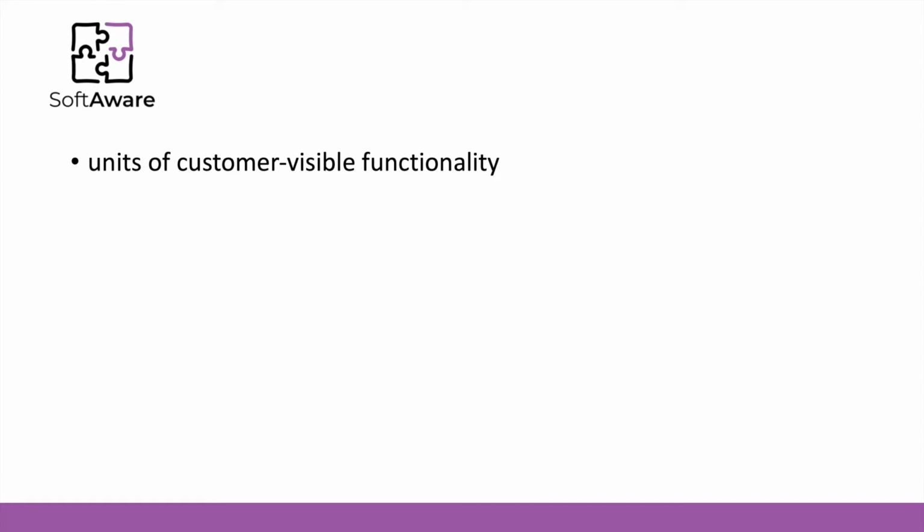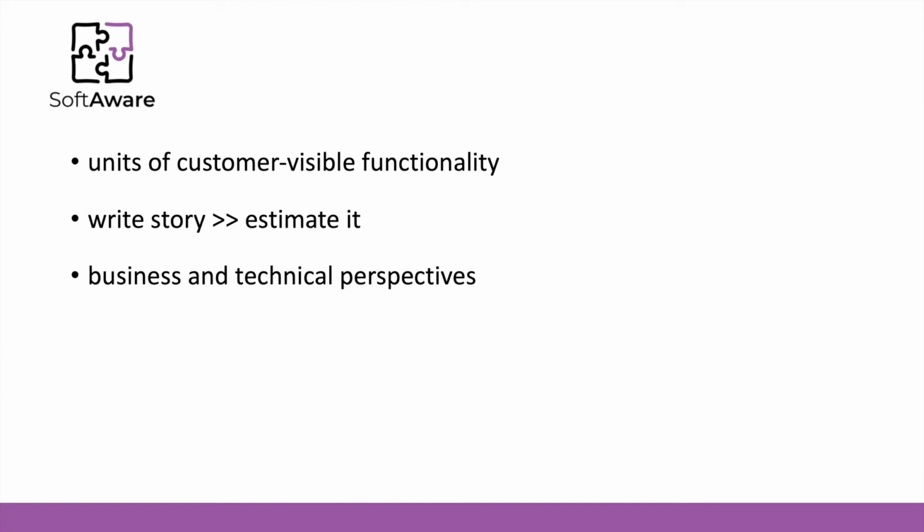So, the customer will try the software product and will be able to see something that actually works. So this is a unit, a feature, a functionality. This is a story. When you write a story, you should estimate it, but you need to first write the story and then estimate it. So don't try to reverse the process, because there are a couple of perspectives that should be taken into consideration, such as business and technical perspectives, and you shouldn't be influenced by it, okay?